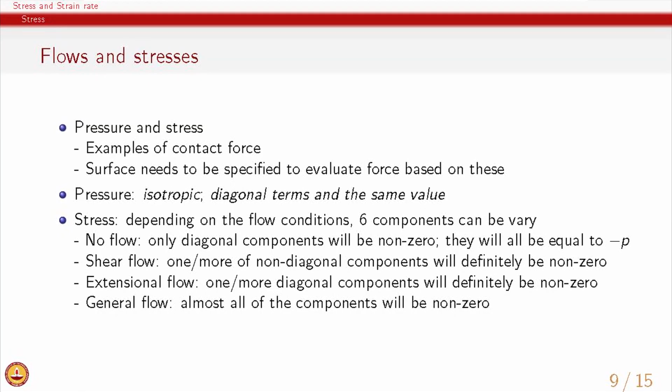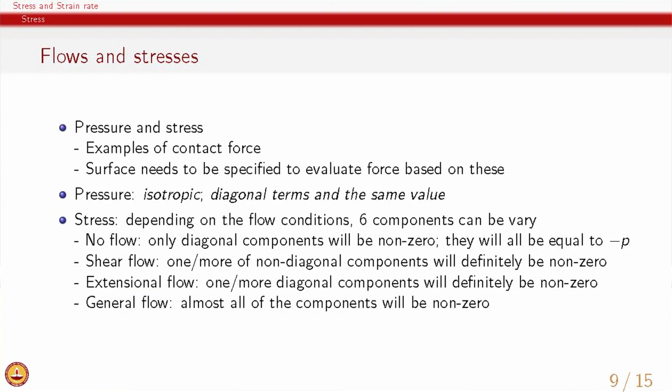So, depending on what type of condition, clearly if there is no flow, then only diagonal components are there which are all the same and that we call pressure. So, even in a stagnant liquid case we will have hydrostatic pressure which will be the contact force. When we have shear flow, we will have the non-diagonal elements to be non-zero. We will see that in shear flow, at least one of the non-diagonal elements will be non-zero, but we might also have normal stresses to be non-zero.